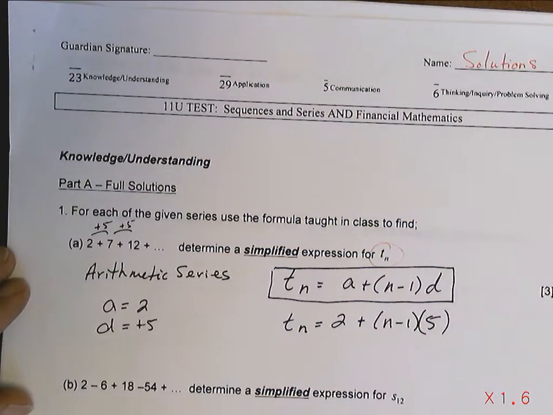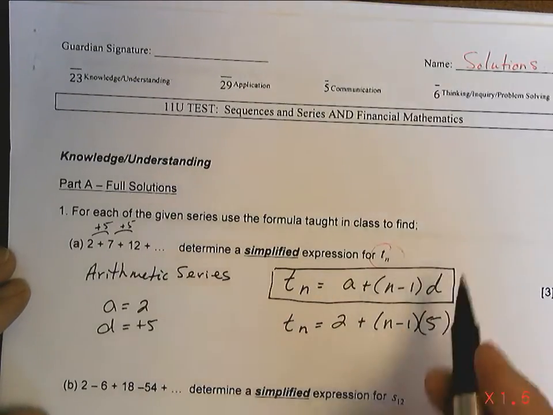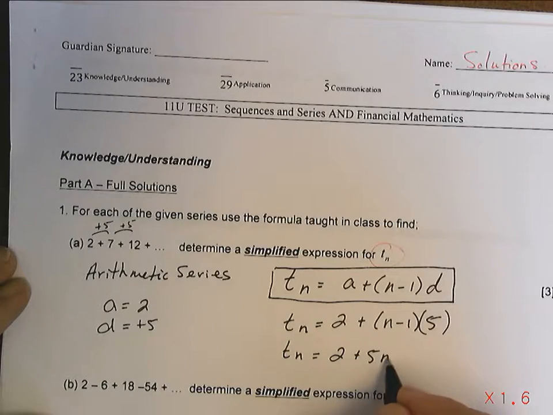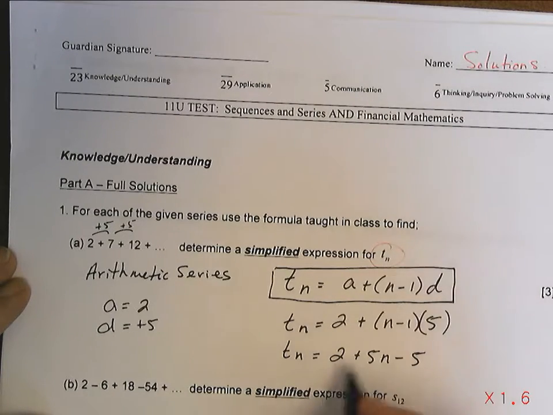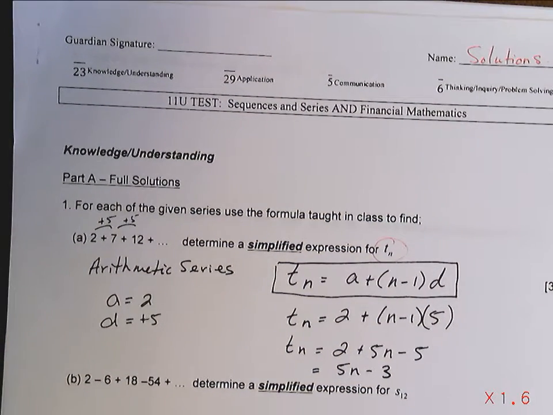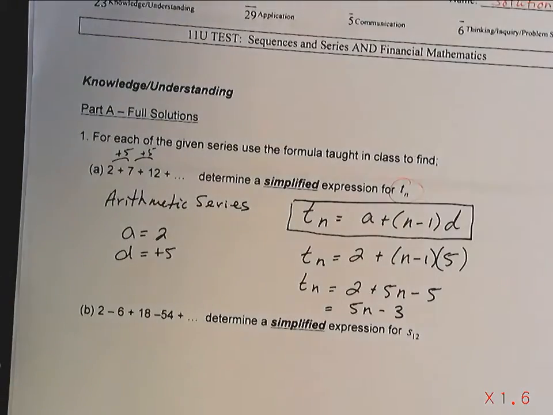Now that's certainly an answer. It's not a simplified expression. To make it a simplified expression, we're going to expand this and simply get 5n minus 3. And that is your final simplified answer for number 1. 3 marks.